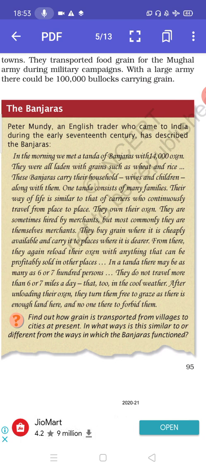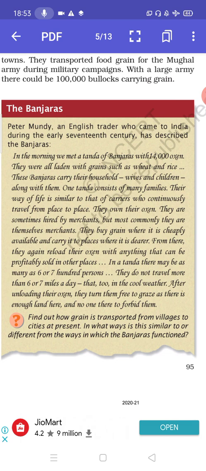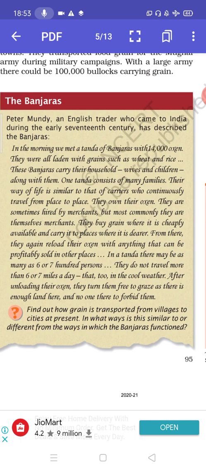So in a way, they were also working as merchants. From there, they again reload their oxen with anything that can be profitably sold in other places. So once they have sold the grains, they purchase something which they felt they could sell in some other place and earn profit. In a tanda, there may be as many as 6 or 700 persons. They do not travel more than 6 or 7 miles a day. That too in cool weather.